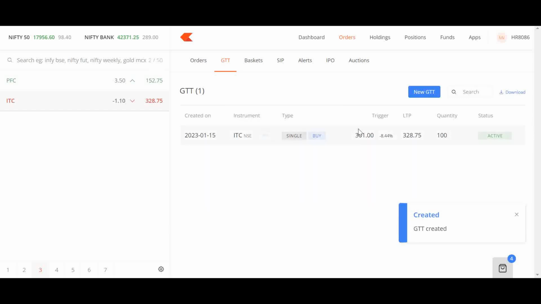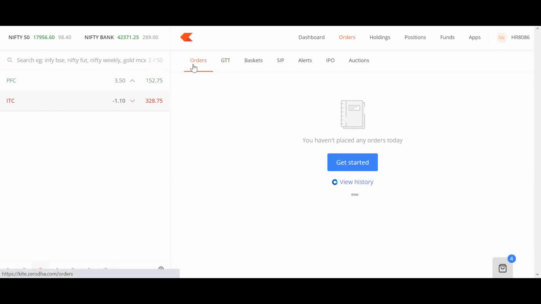So whenever ITC reaches this level, let's say 300 or this 301, the trigger will get placed. Once the trigger is triggered, the order will be available here in the order window. When ITC reaches 300, obviously that order will get triggered and it will transfer to your holdings. So these are the two methods you can use to buy your stocks.